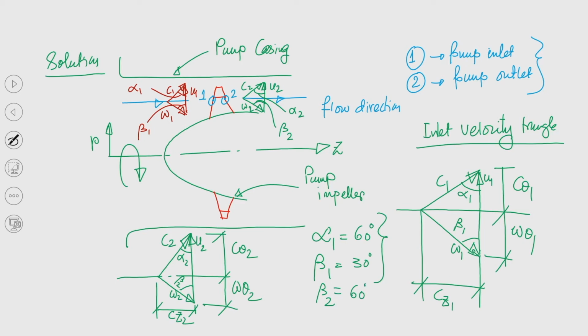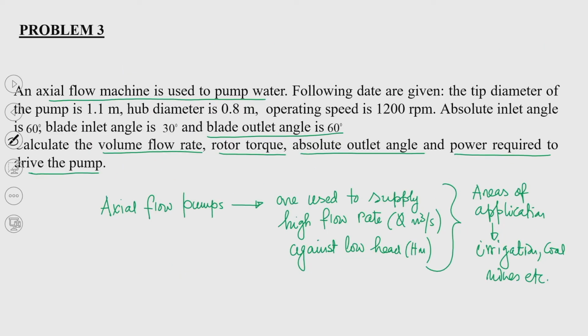Okay. So, maybe we need to calculate alpha 2 from the problem statement. Next I will move to solve the problem. Now, you can see the operating speed is given as 1200 rpm. Not only that, the tip diameter of the impeller is 1.1 meter and the half diameter is 0.8 meter.